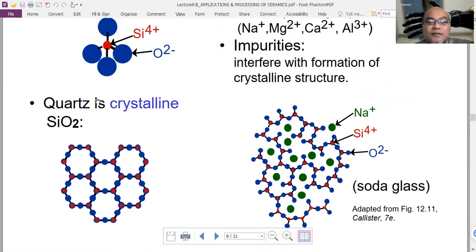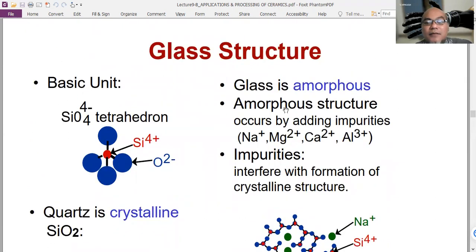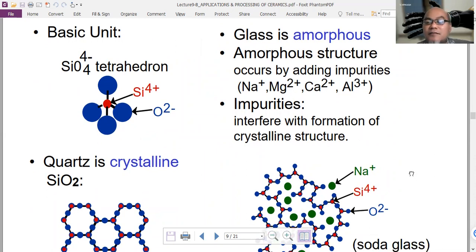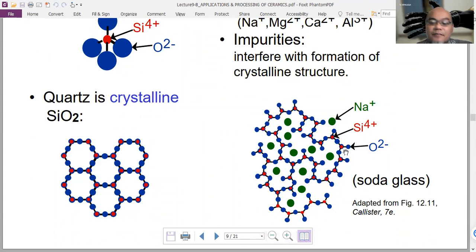If it is quartz, silicon dioxide, then it is crystalline, like this. But glass is amorphous, and the amorphous structure can occur because we add impurities like sodium plus, magnesium 2 plus, calcium 2 plus, or aluminum 3 plus, so that it cannot make a crystalline structure. Because the impurities interfere with the formation of the crystalline structure like this. It becomes soda glass. This is the glass that we use for glasses that we use daily.